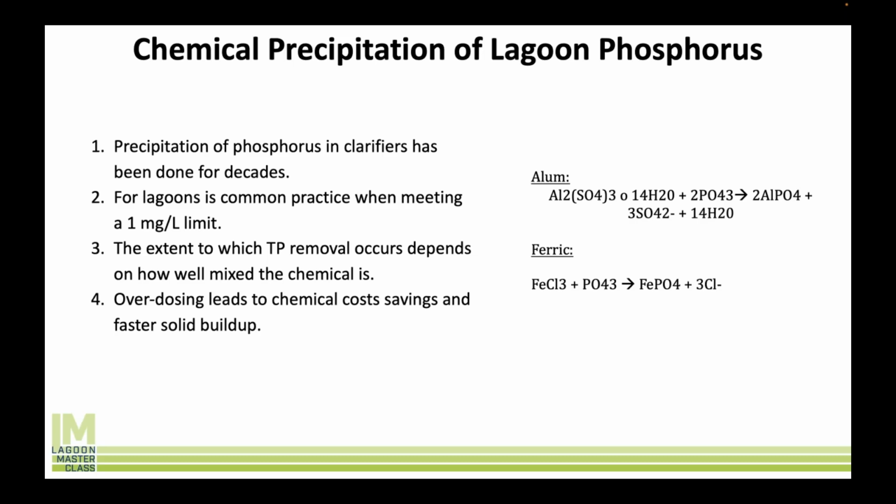The extent to which you can get either ferric or alum, which are typically the chemicals you use to bind the phosphorus and ultimately settle it out, is dependent on the extent to which you can mix those chemicals and get the chemical and the phosphorus together, right? So mixing is really key. And the issue with lagoons versus a clarifier is you can very easily overdose chemicals in lagoons, and ultimately the more chemicals you dose, the more solids you build up on the bottom.